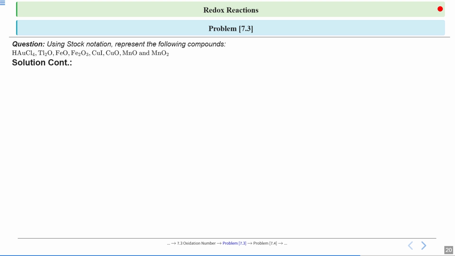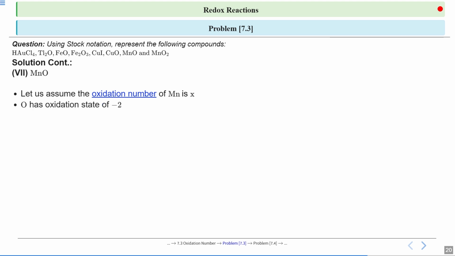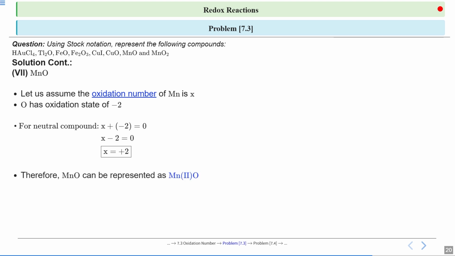Now it is the seventh one, that is MnO. Here the oxidation number of Mn in MnO is x, and oxygen has an oxidation state of -2. For a neutral compound, x minus 2 equals 0, so x is +2. So now MnO can be represented as Mn(II)O.